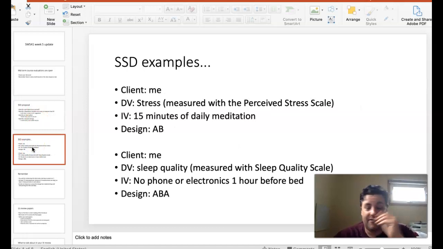So here's an example. The client could be me, the dependent variable could be stress, and my plan to reduce my own stress levels is 15 minutes of daily intervention, and the design I'm going to use is an A/B design. A second example might be, again using the client as me, the dependent variable could be sleep quality, measured with the sleep quality scale, which again is available online. My intervention is going to be turning off phone, computer, electronics, iPad, that kind of thing, 1 hour before bed, and then I'm going to use an ABA design.